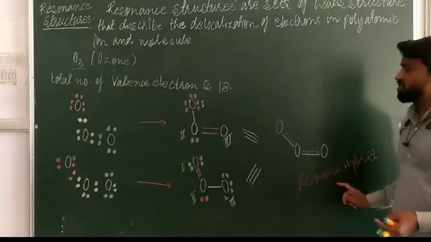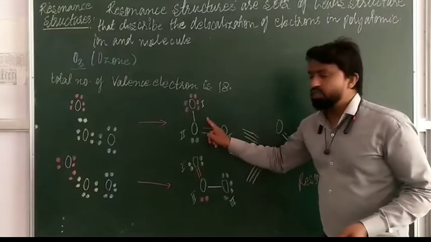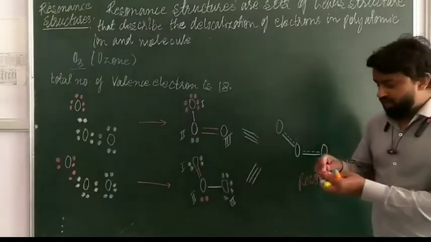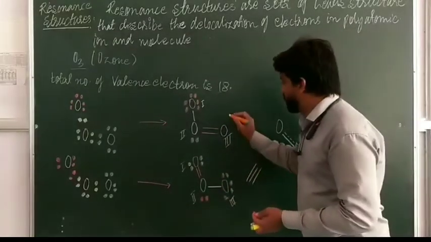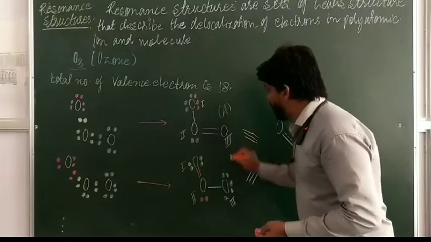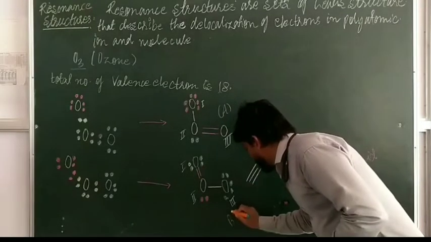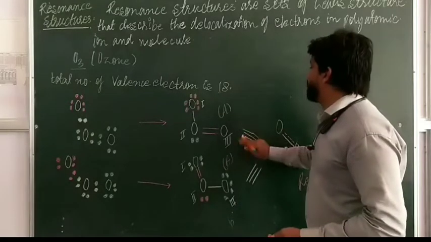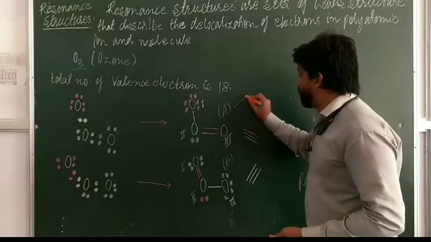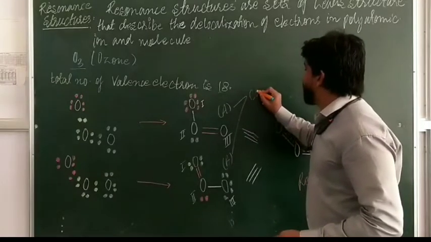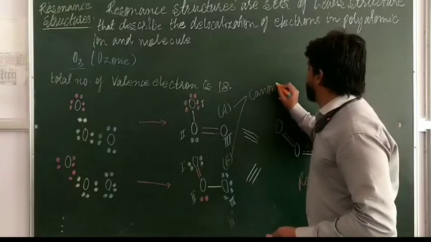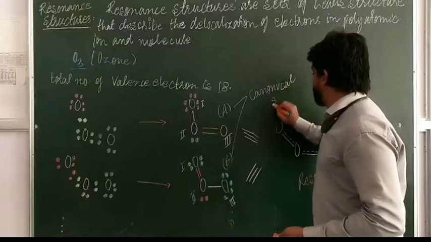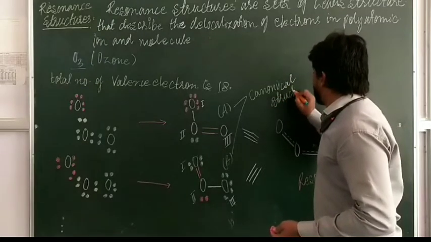This is the resonance hybrid, and both of these two structures, this and this, are known as canonical structures. This is A, and this is the second type of structure, that is B. Both A and B are known as canonical structures.